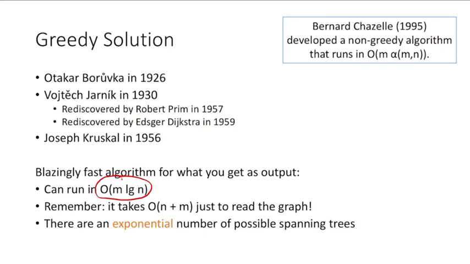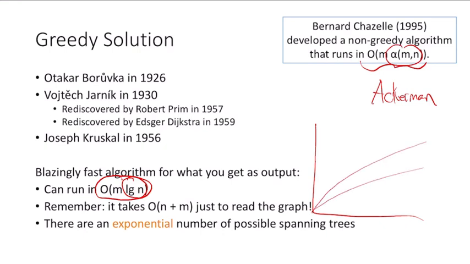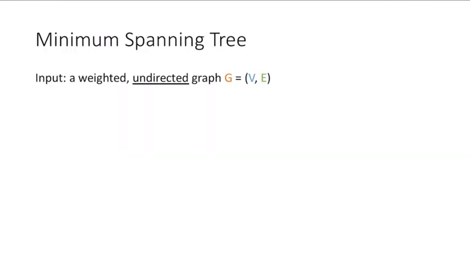All right, so the last little bit of history that I'll mention here is that in 95, a non-greedy algorithm was created for this that runs in this time. This function here is called the Ackermann function, and it grows more slowly than the logarithmic function. So that is a better algorithm, but beyond the scope of what we'll cover in this class.